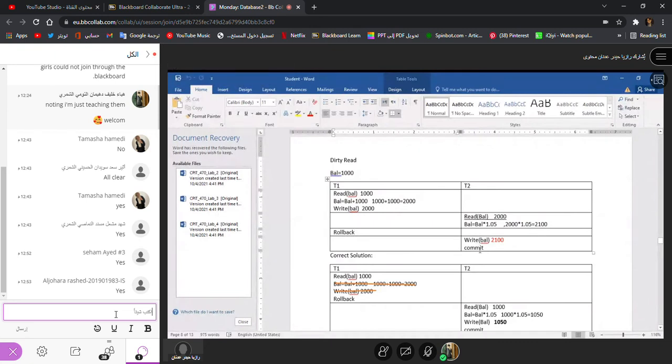Now we see the problem here. For example, our starting point was 1000. Okay, we have the balance 1000. So the read balance is 1000, and balance plus 1000. So the balance is 1000, we add another 1000, that becomes 2000, and it will write the balance, or update the balance to 2000. Now transaction 2 came, and it will read the updated value, this one.